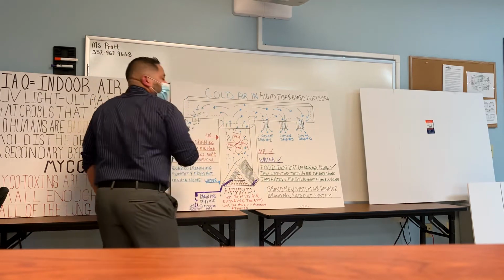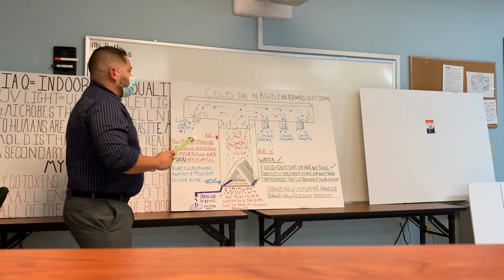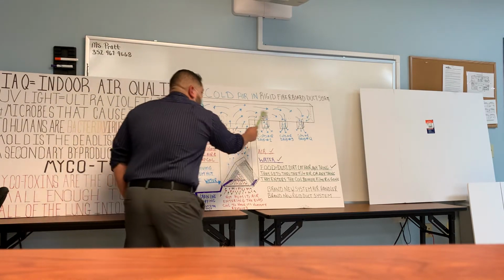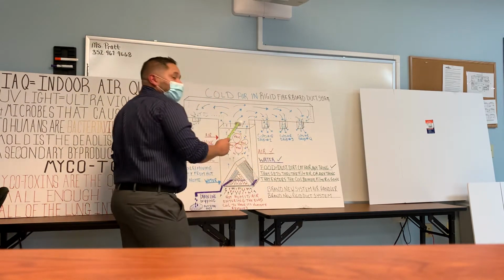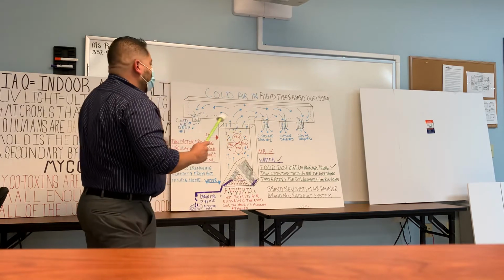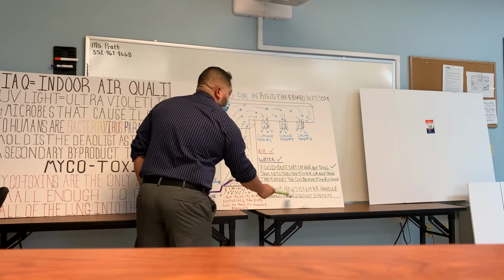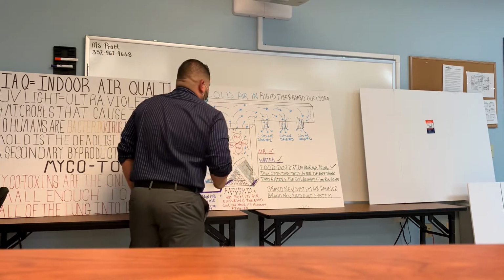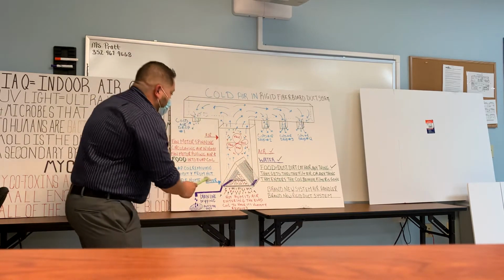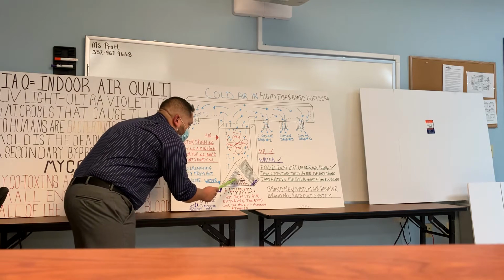It's all fiberboard, it's all rigid, no flex duct, which means that the inside of this board is completely porous, every square inch. That's why it's important to protect this. So we'll call this a brand new system, air handler, brand new rigid duct system. How do we protect it? By installing a UV light here at the coil.